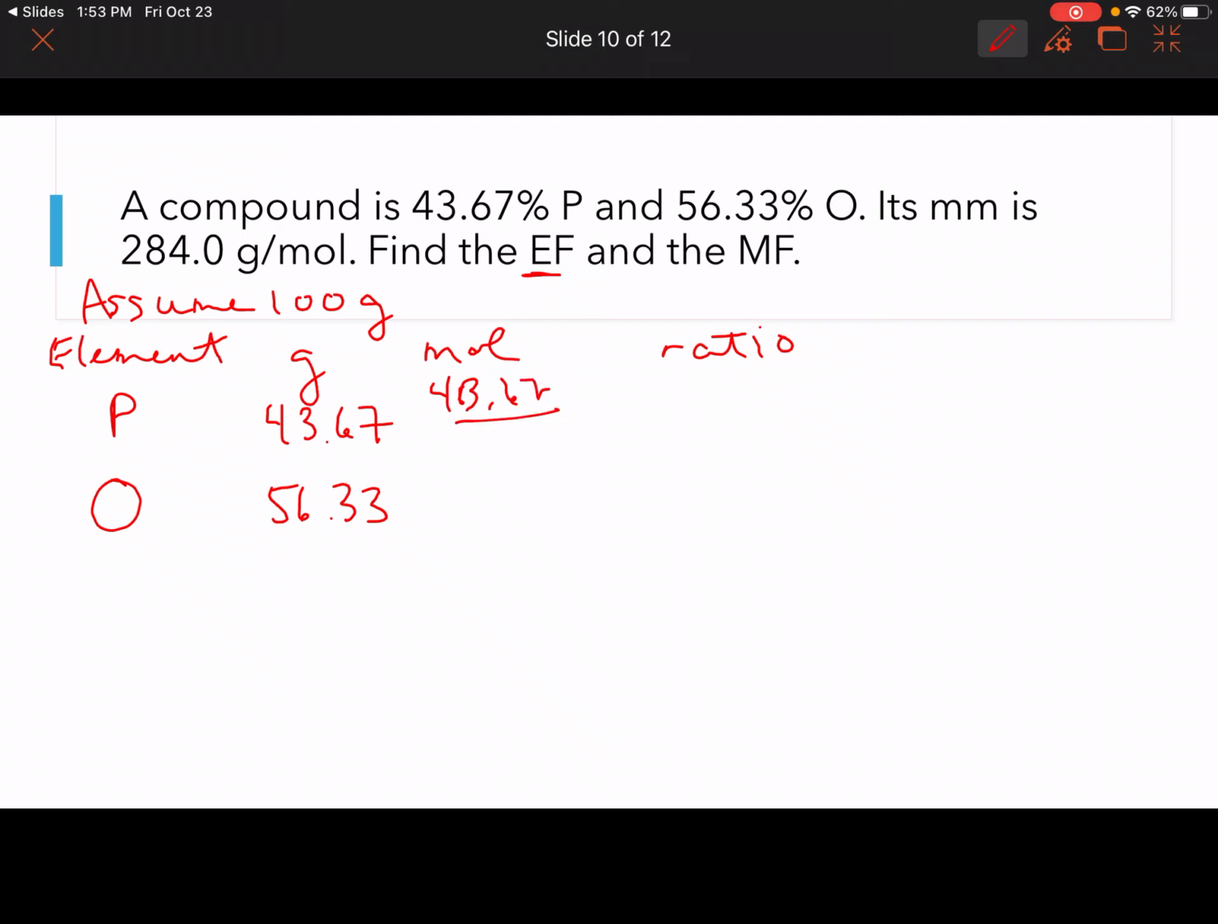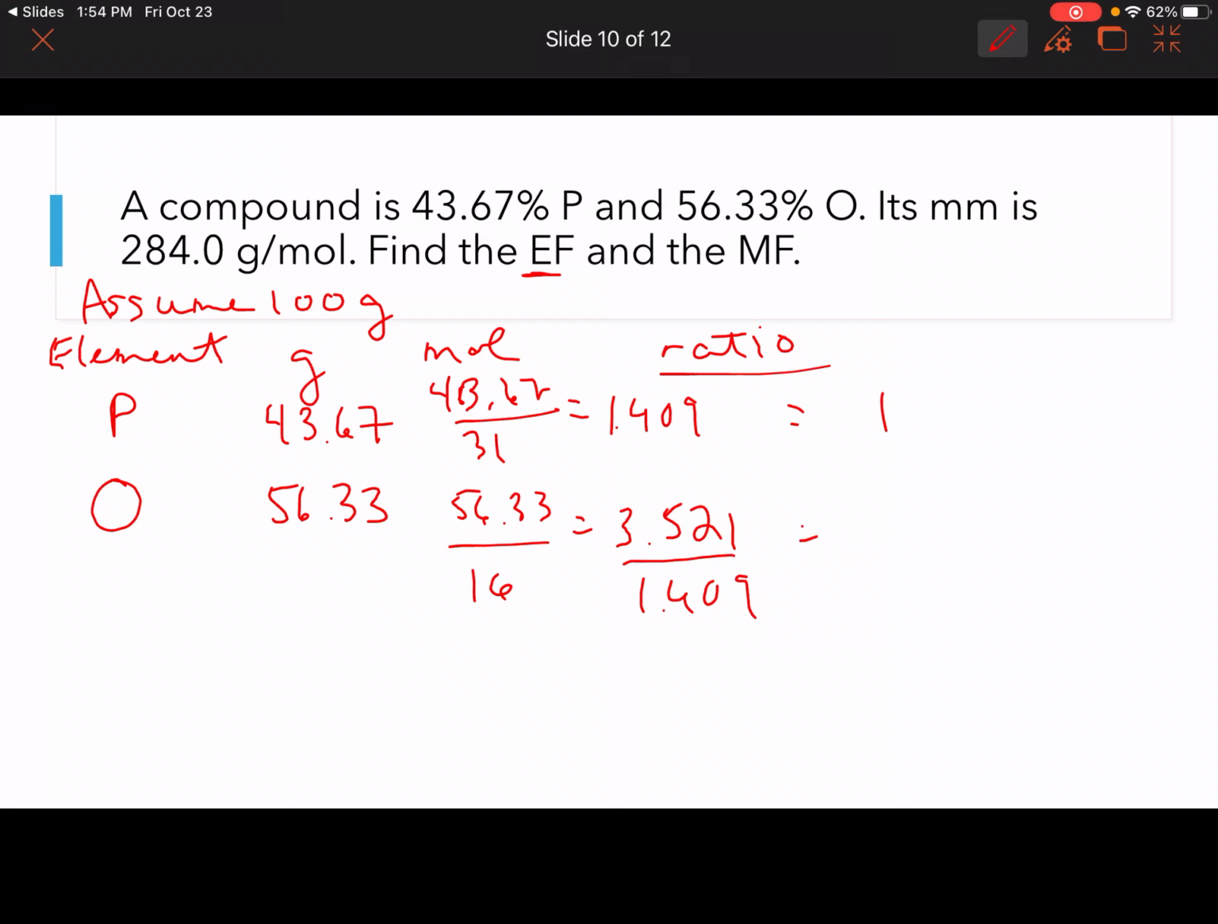So phosphorus is 31. And for that we end up with 1.409. And then this one, 56.33 divided by 16. For this one, we're going to get 3.521. Now, to determine the ratio between them, we want to divide by the smallest number, so that's going to end up being 1. And now if I take 3.521 divided by 1.409, I end up with 2.5.